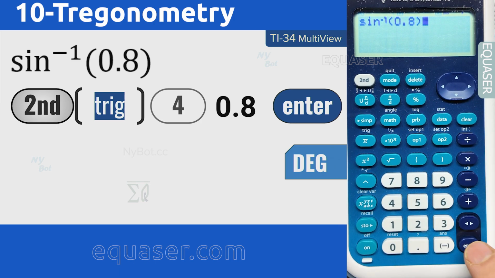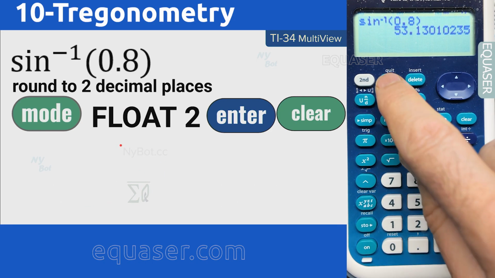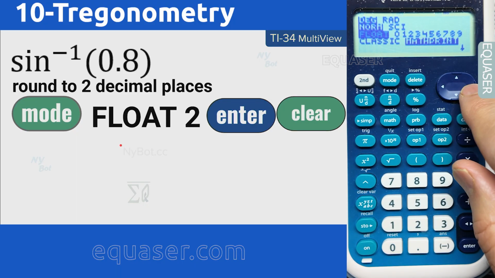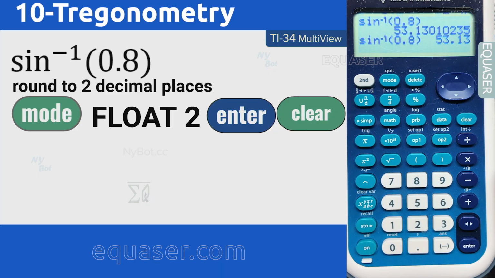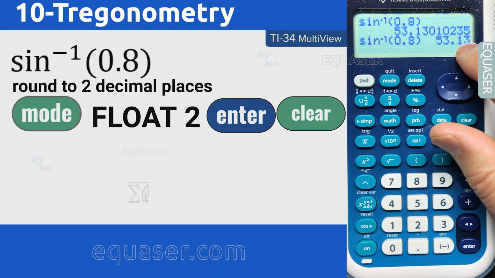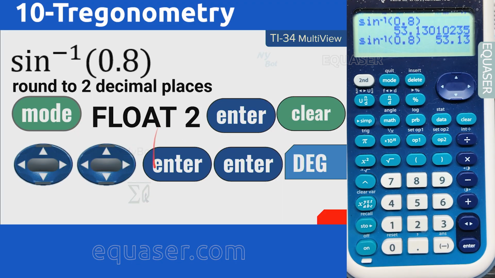0.8, close, and that's the value. It says rounded to 2 decimal places: mode, go to float, 2, enter, clear. Just press enter again, it will be evaluated, and the result is rounded to 2 decimal places. And the instruction is here.